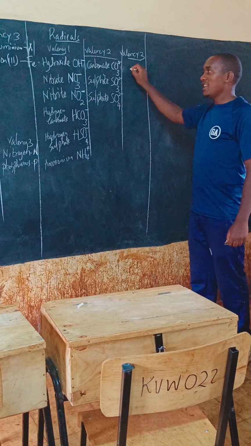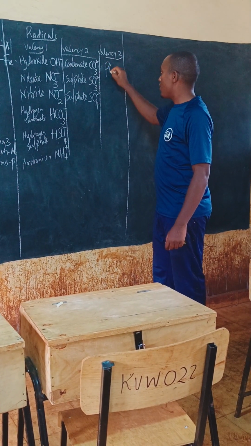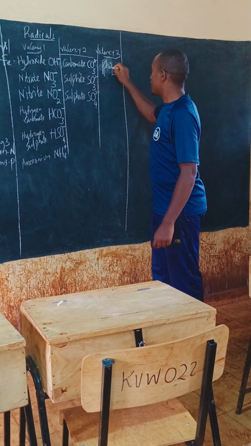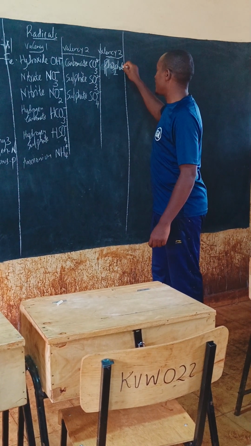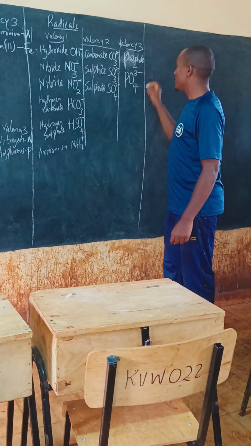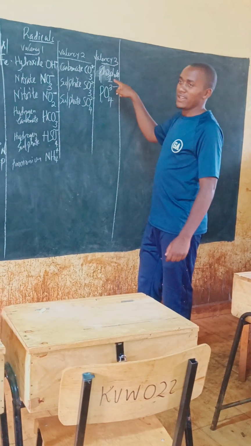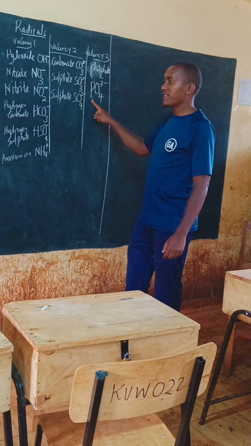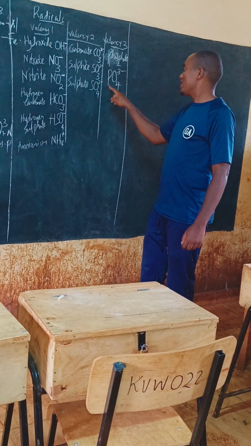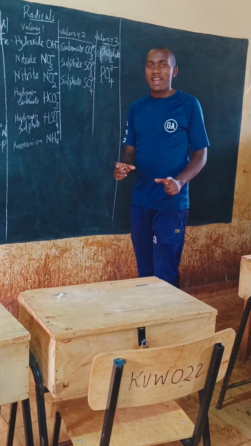And finally, the last one is PO4, the phosphate. PO4 3 minus, meaning it's PO4 valence 3. We have 1 phosphorus, 4 oxygens, and it is in valence 3. These are the groups of atoms that react as a unit with an exchange.